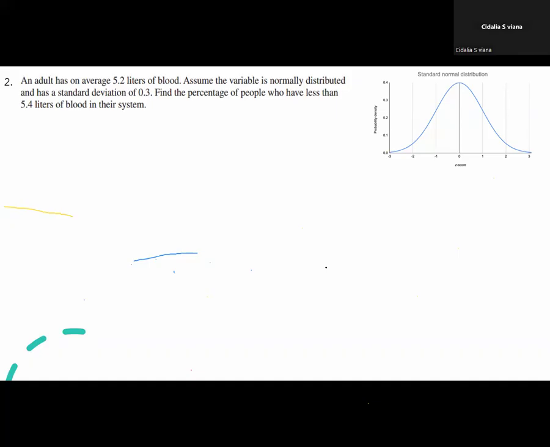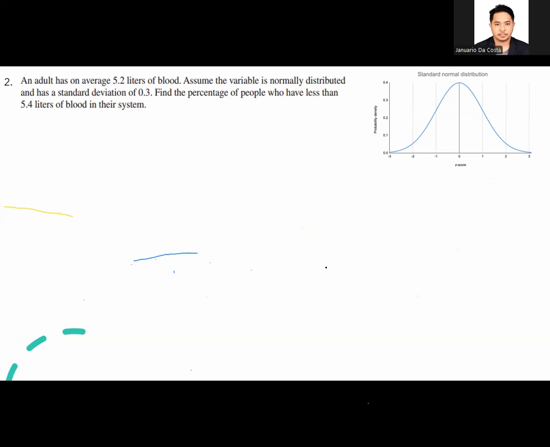An adult has on average 5.2 liters of blood. Assume that variable is normally distributed and has a standard deviation of 0.3. Find the percentage of people who have less than 5.4 liters of blood in their system.